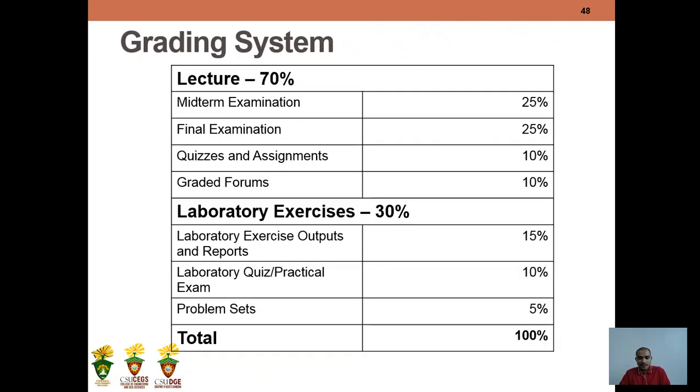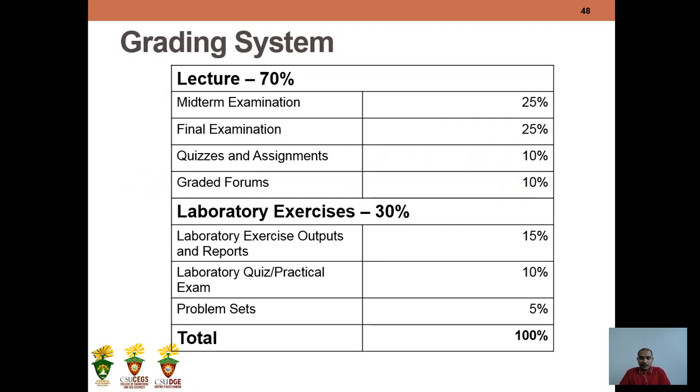So this will be the grading system for this course. Since it's 2 units lecture and 1 unit laboratory, 70% of your grade comes from the lecture part. So under sa lecture part is the midterm examination and final examination. That consists of 25% for midterms and 25% for final exam, 10% for quizzes and assignments, and 10% for graded forums na akong ihatag sa inyo.